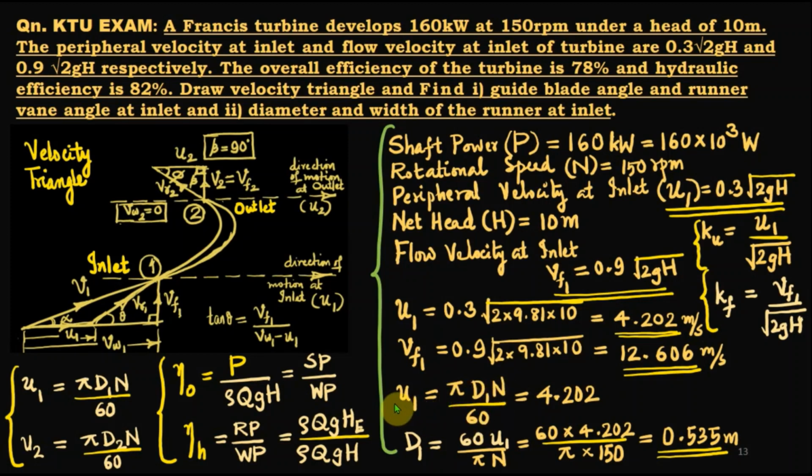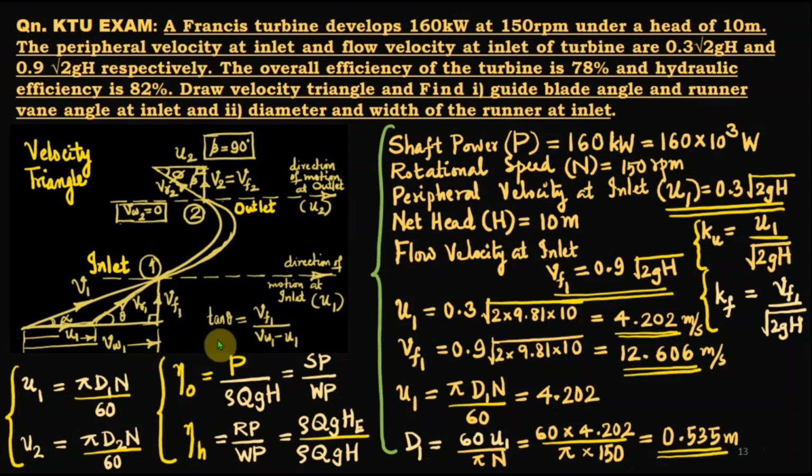Since u1 is available, now we can find out the diameter at inlet. So the diameter of the runner at inlet d1 can be found out. Therefore d1 is equal to 60 times u1 divided by pi n. That is 60 times 4.202 divided by pi into the rotational speed of the runner in rpm, that is 150. So if you operate that, you will get d1 is equal to 0.535 meters. That is part of the answer. So the runner has a diameter equal to 0.535 meters.